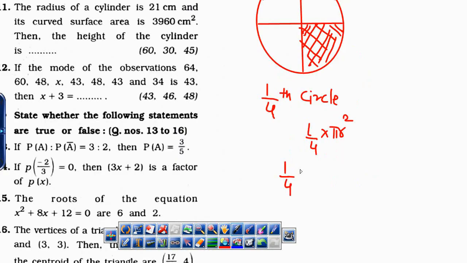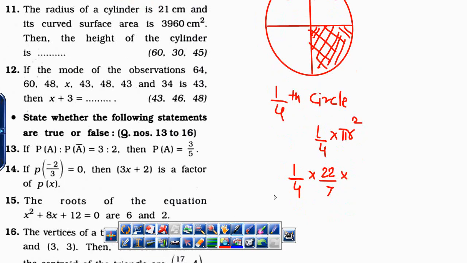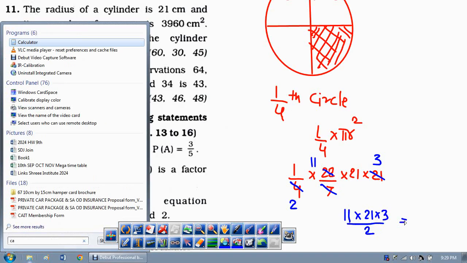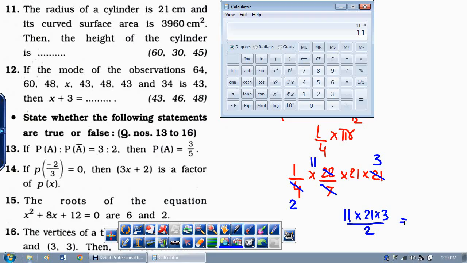Radius is 21, so 1/4 into 22/7 into radius 21. 7 and 21 cut, 3; 4 and 22 cut, 2 and 11. So 11 into 21 into 3 divided by 2. It's a very doable calculation. 11 into 21 into 3 divide by 2. Answer is 346.5.